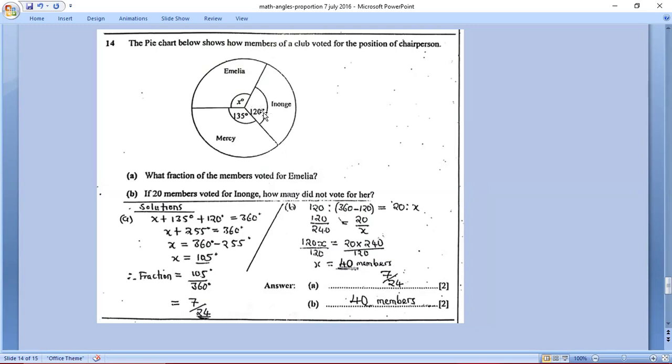If you know that 120 is a third of 360, it means if the total is 3, then 1 over 3 of the total should be equal to 20. Then you can work that out. 1 over 3 of the total is equal to 20, so the total is 3 times 20, which is 60, then minus 20 to give you 40 members. That's another way to think about it, another method.